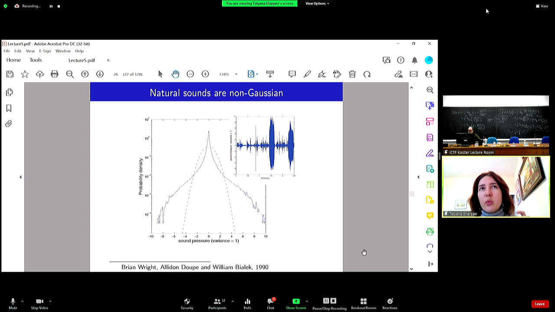And same thing with light intensity in images, where locally, if you look at the natural world, the variance when you look at the sky is smaller than when you look at the ground. So the overall light intensity distribution will have this non-Gaussian shape, but one can obtain this function as a combination of Gaussians with different variance.